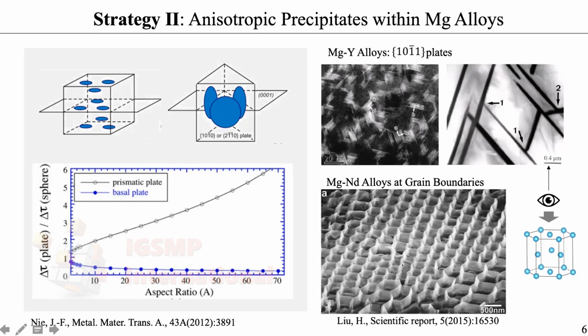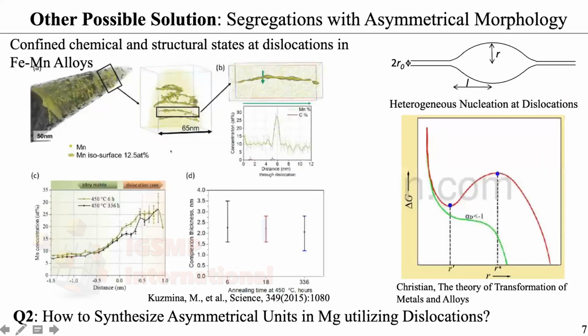But the applications are quite limited if we can only use these grain boundaries, because they have to be grain boundaries along the basal planes and have this unique structure. So is there any other possibility? Here is one of the publications on ferritic alloys, the iron alloys. It's not in magnesium, but it shows a good possibility.